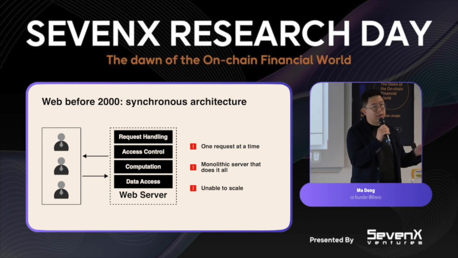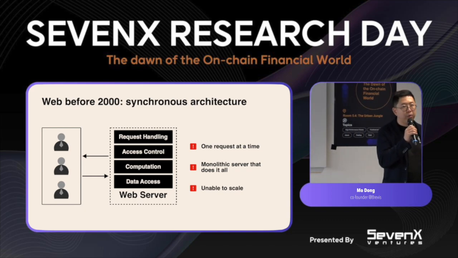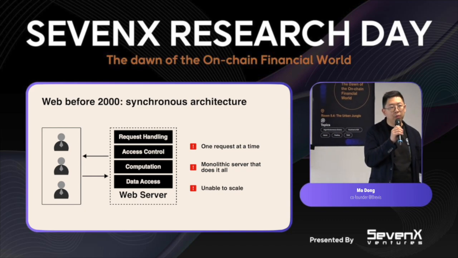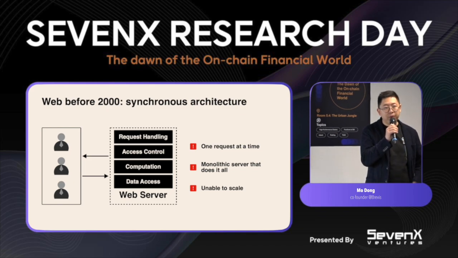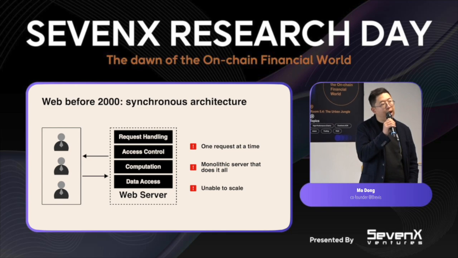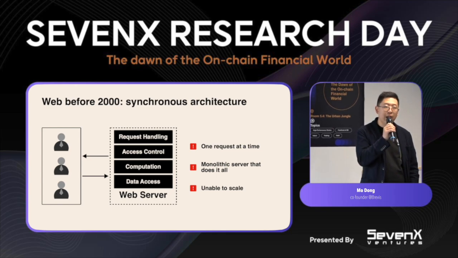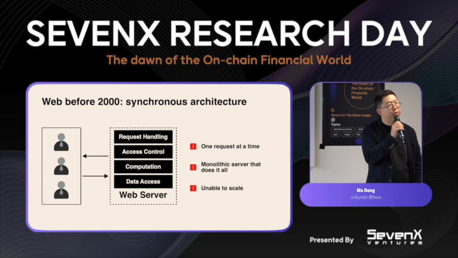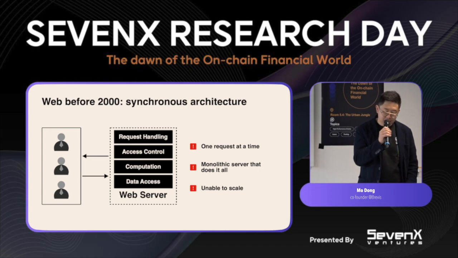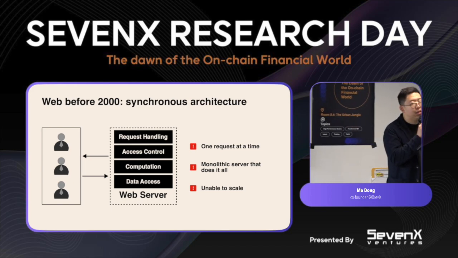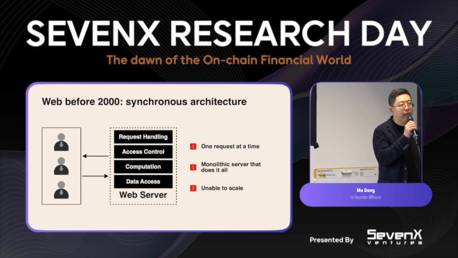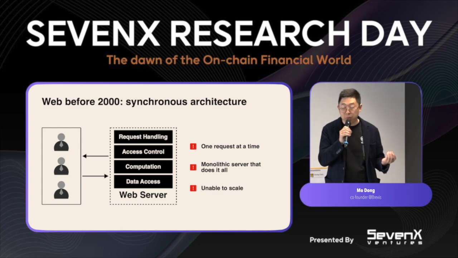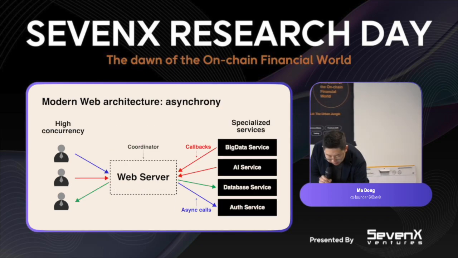Now, what is asynchronous computing architecture? Well, let's take a review of the history of Web 2 itself. The web before 2000 was built on a synchronous architecture, where you have this monolithic web server serving everything for the user in a sequential manner. The web service did request handling, access control, computing, data access, literally everything. It was very clear back then that this type of architecture would not be able to scale to support the level of growth we were seeing in the internet's early days.